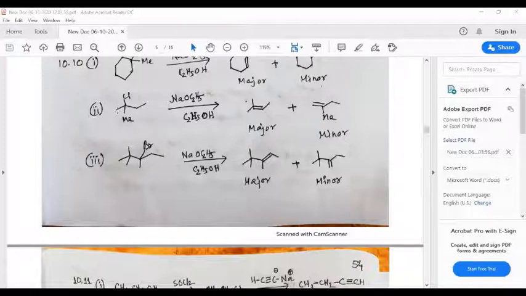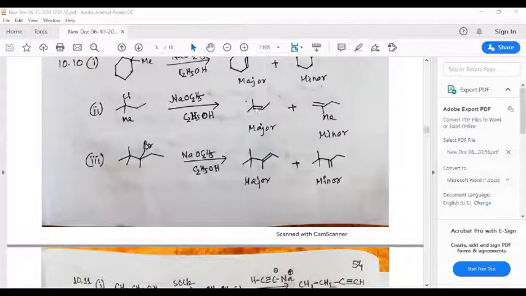Of course, there are 2 beta positions in this compound. This methyl group and this methyl group are the same, and this is a second beta position. So when sodium ethoxide removes a proton from this, a double bond will form here. So this is the alkene that is formed.